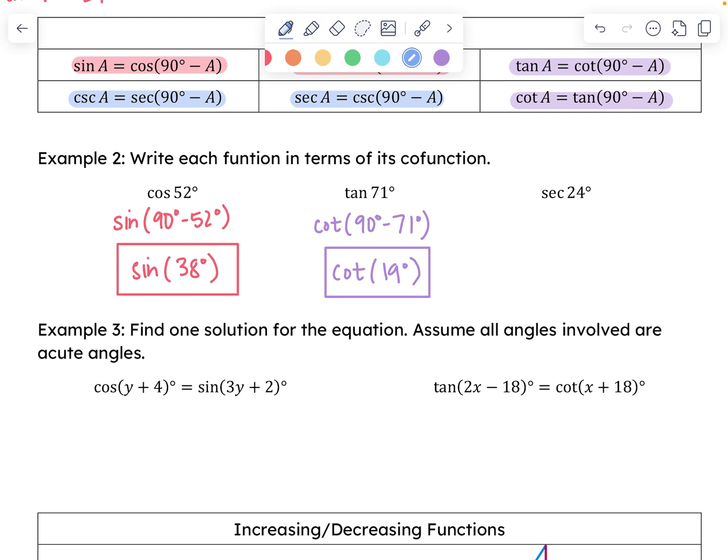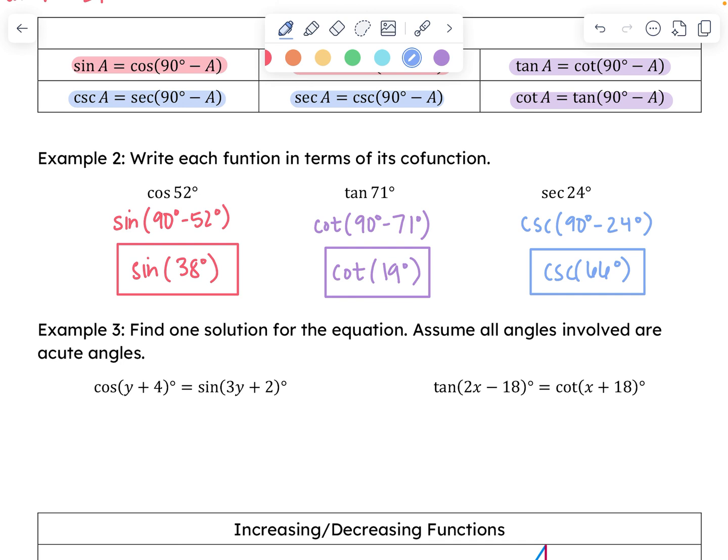And then secant of 24 degrees, the cofunction for secant is cosecant. So cosecant of 90 degrees minus 24 degrees. So I would get the cosecant of 66 degrees. So the cosecant of 66 degrees is going to equal the same thing as the secant of 24 degrees.